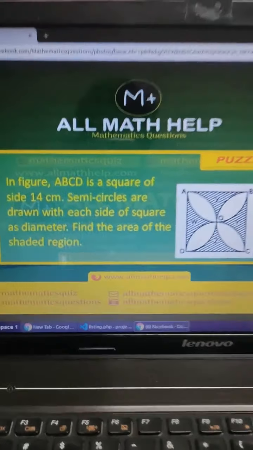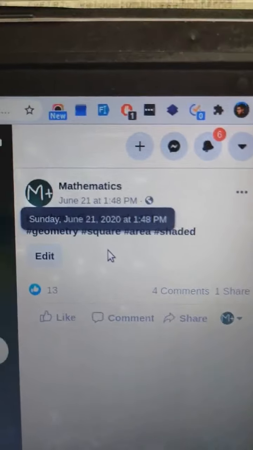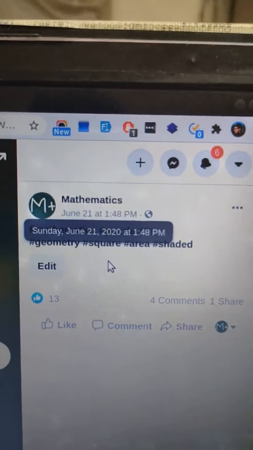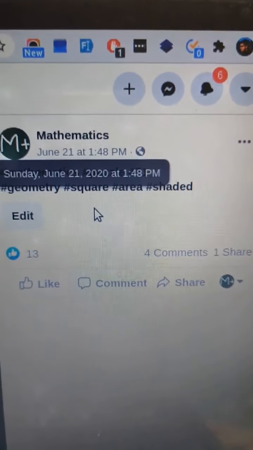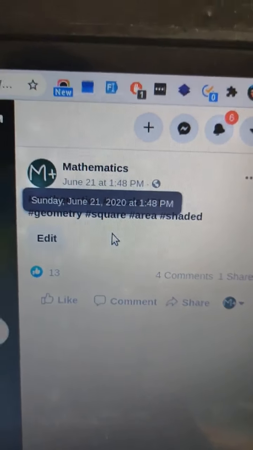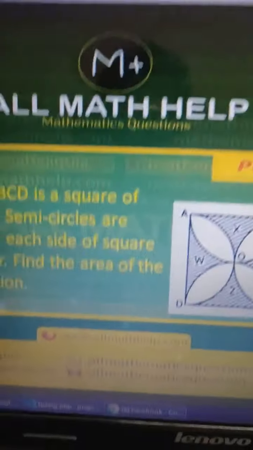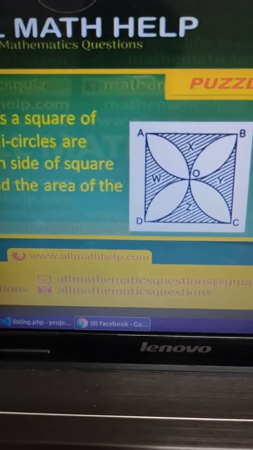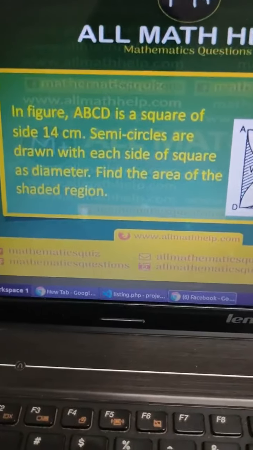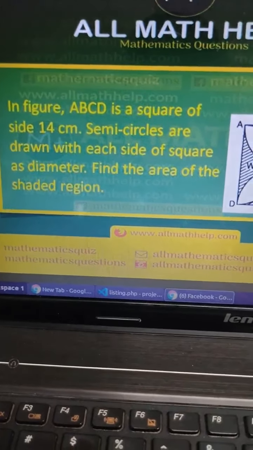Hello everyone. We posted this question on 21st of June 2020 and saw that some of the members have also answered, but we didn't see any perfect answer to the question. So we thought we would be solving it, and you might have solved it earlier, or you might be seeing this question for the first time.